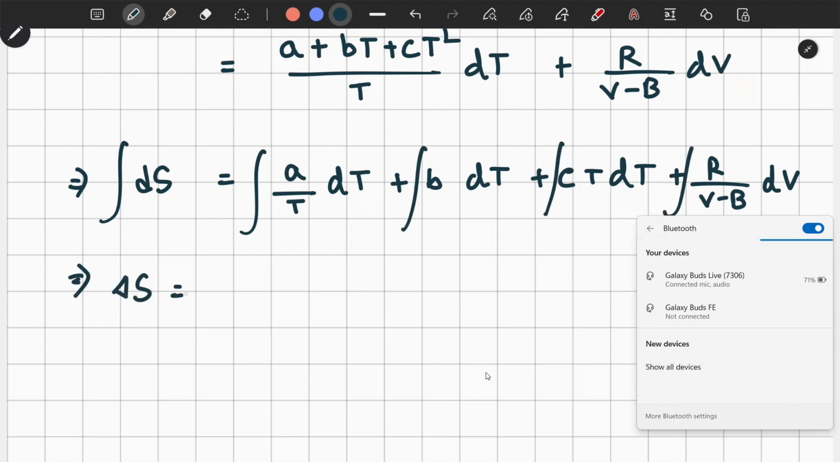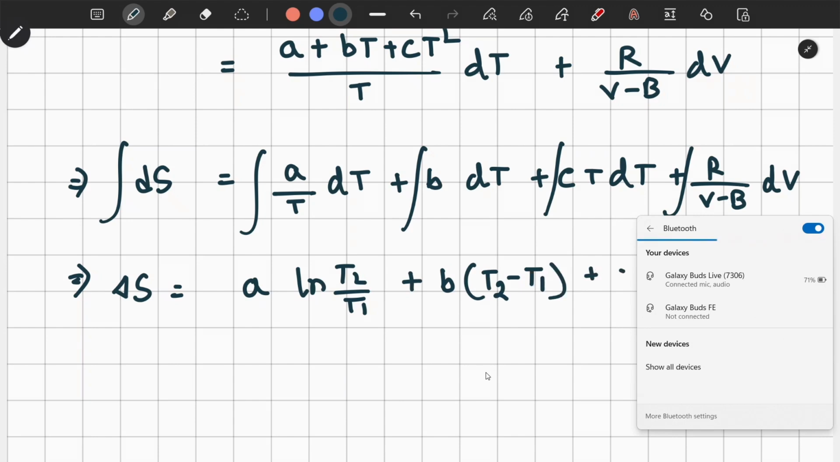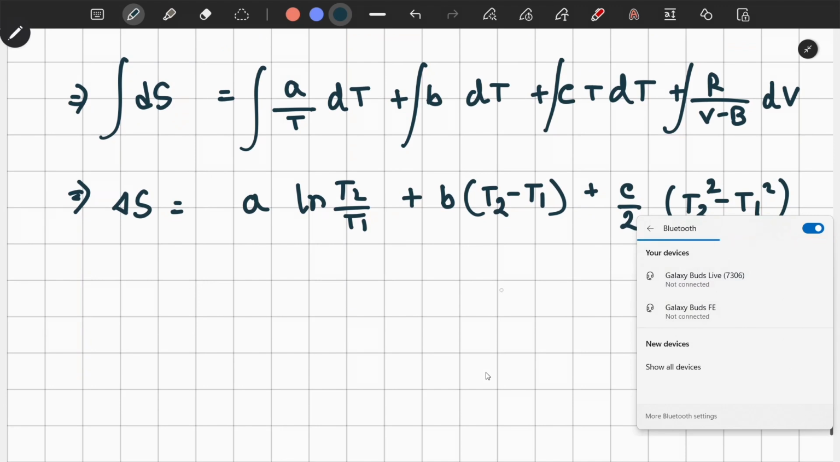Now to get an explicit value, we have to integrate. So del S will be, A is constant, so A times 1 by T, which will be ln, so A ln T2 by T1, plus B (T2 minus T1), plus C, where T square by 2 gives C by 2 (T2 square minus T1 square), and this part will be R ln (V2 minus b) by (V1 minus b). Okay, this will be the form.